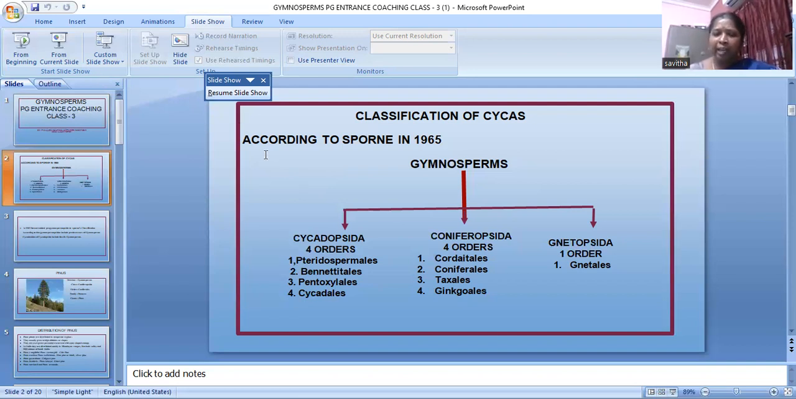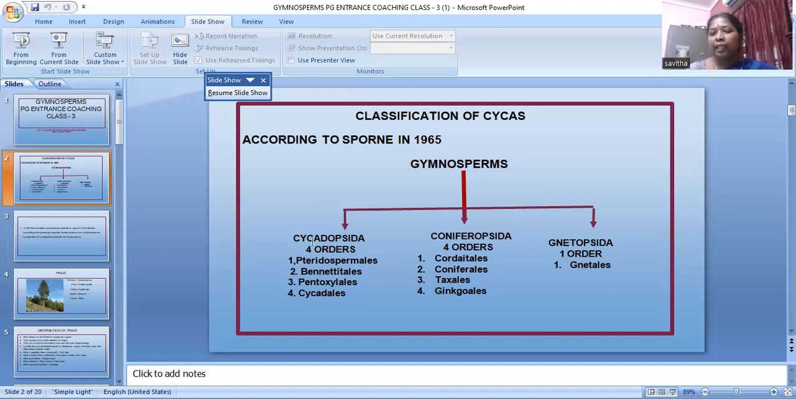We come to the classification of the gymnosperms. Many scientists have given many classifications, but the most accepted one is according to Sporne, who divided the gymnosperms into three classes: Cycadopsida, Coniferopsida, and Gnetopsida. Under each class, 4 orders are there, and in Gnetopsida only 1 order is there. Cycadopsida has Pteridospermales, Bennettitales, Pentoxylales, and Cycadales. Coniferopsida has Cordaitales, Coniferales, Taxales, Ginkgoales, and Gnetopsida has Gnetales.